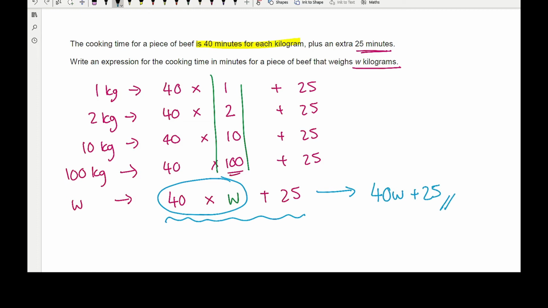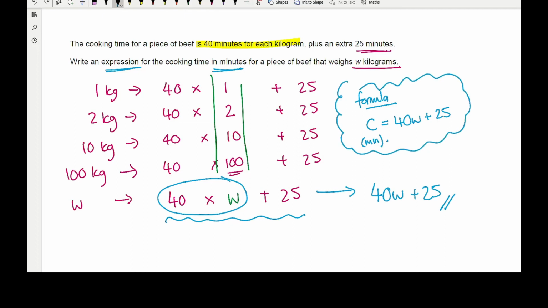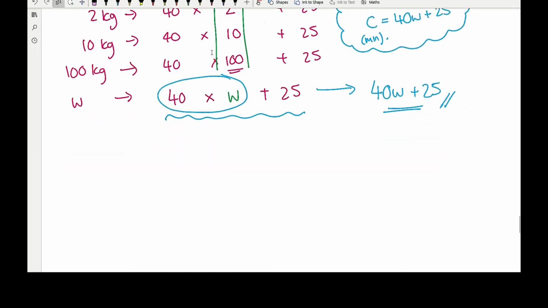Now again, it's just worth double checking that we do want it in minutes. It's asked me for an expression. If the question asked you for a formula, then what you would say is give cooking time, I would say a letter, so I could say C, and it would be 40W plus 25, and C would be in minutes. And there would be our formula if it did ask me, but this question didn't ask me for a formula, it asked me for an expression, so that there would be my final answer.